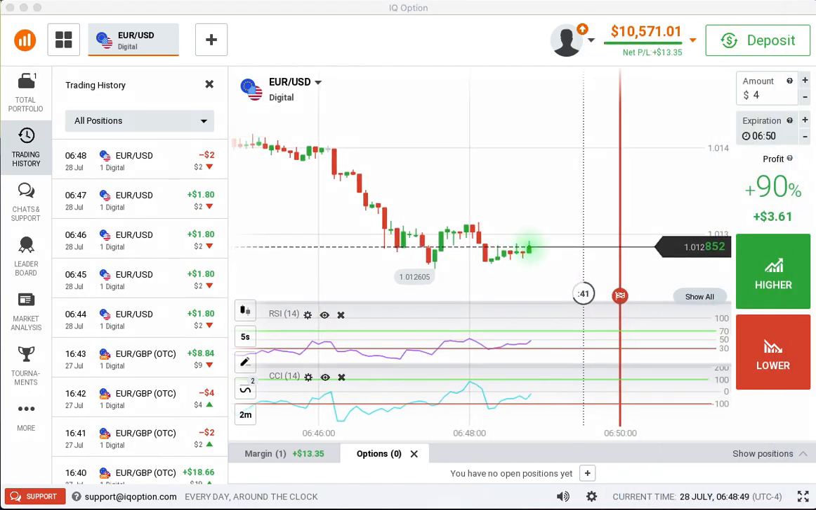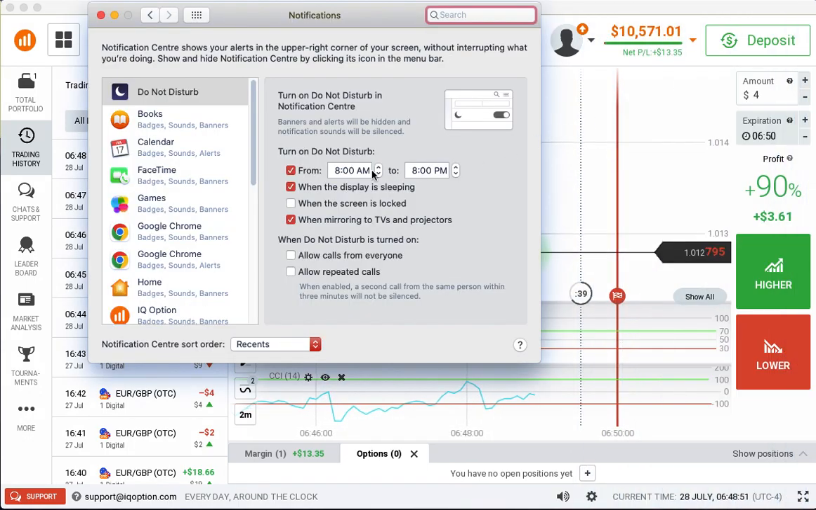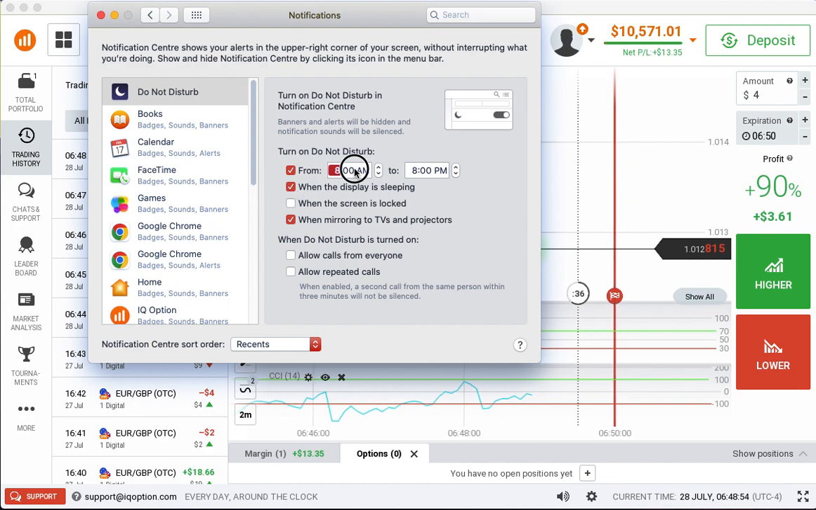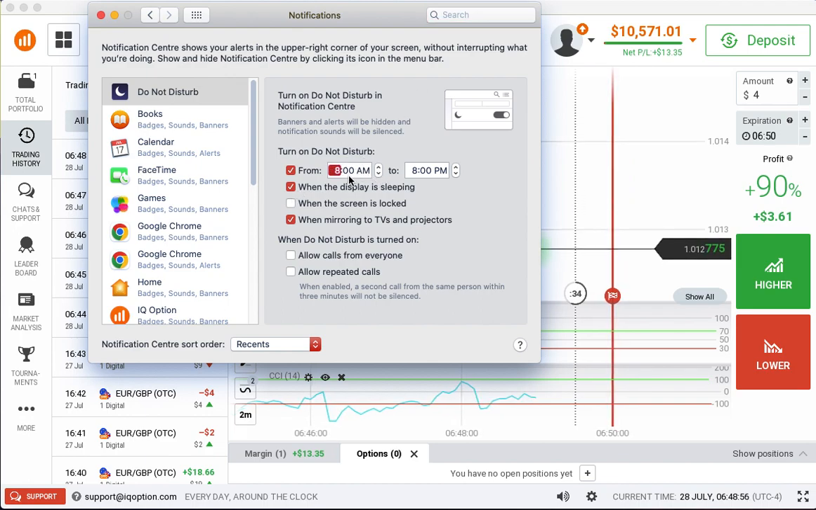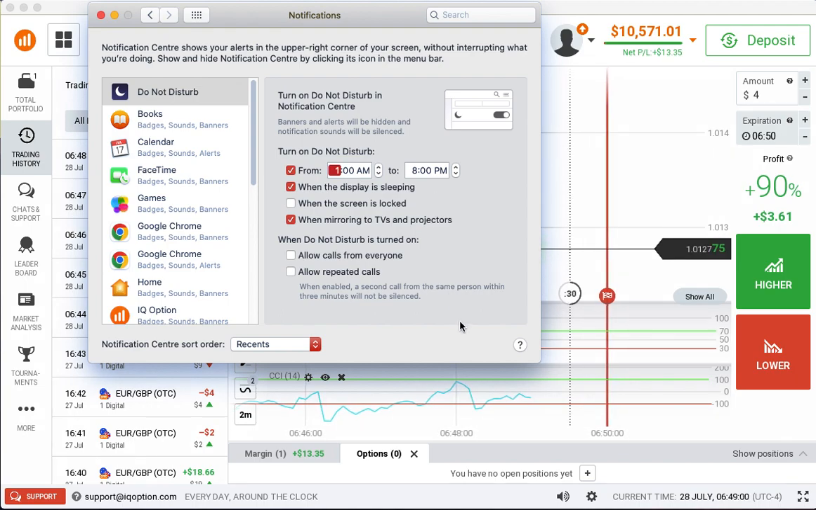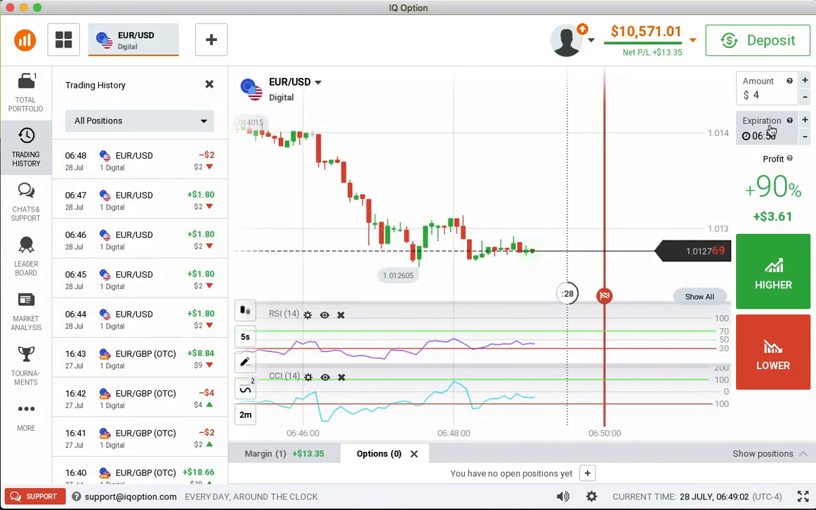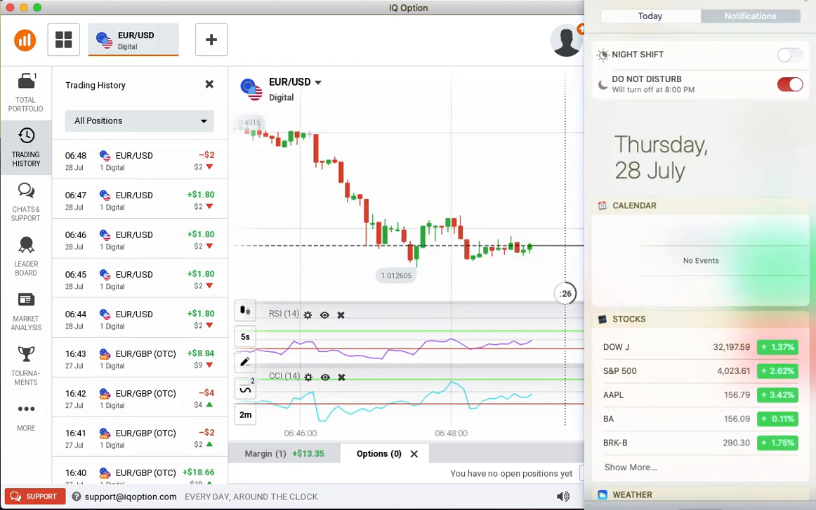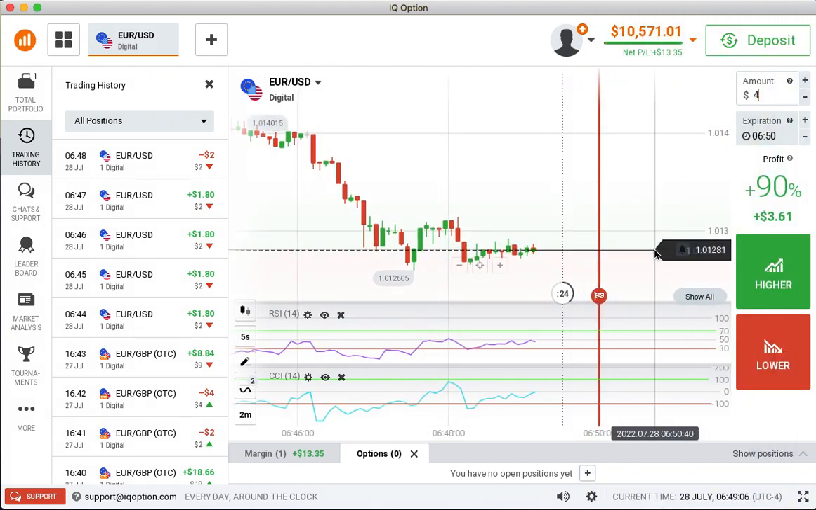Go settings. You have to watch me go through settings. Hey there. Oh, DND is set not from this time. DND should be from 1 a.m. to 8 p.m., right? Alright, DND is on, I believe. Alright, so do not disturb is on.